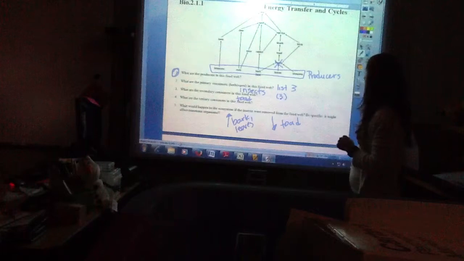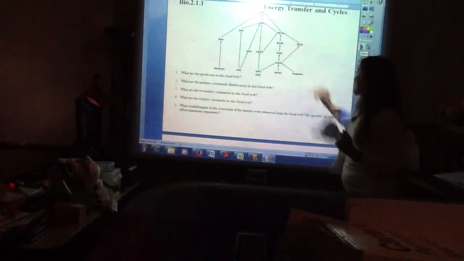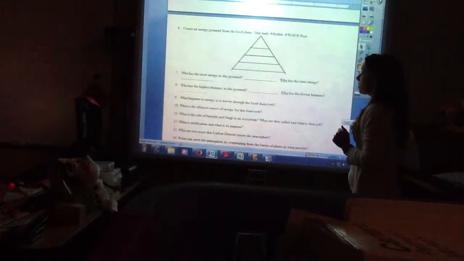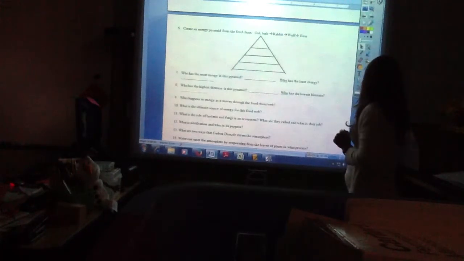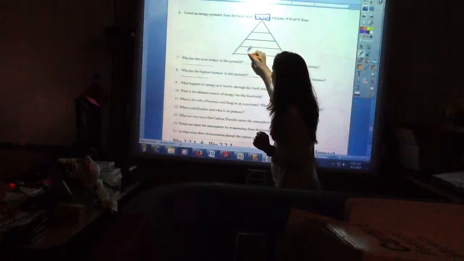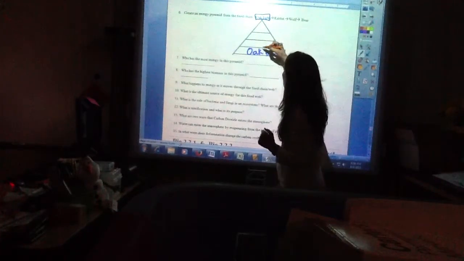You will see a food web on your EOC, and they will ask you questions like, what if we removed all of the skunks? An energy pyramid from this food chain. And so when we look at the food chain, we should be able to find our producers. Remember, producers always go on the bottom. So the oak bark goes here, and then we would go up, rabbit, wolf, and bear.